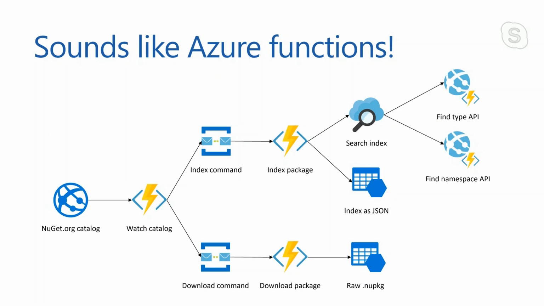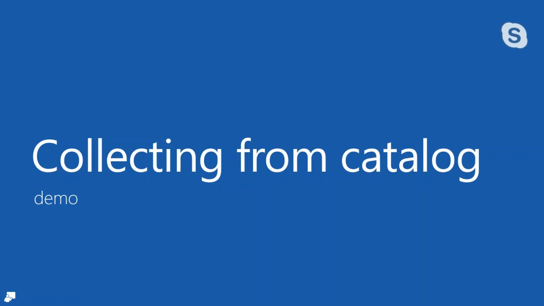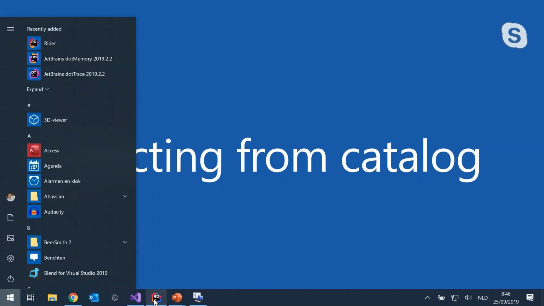Now, the more interesting one is going to be the index command. The index command queue will have a function listening to whatever messages pop up in there and then index the package, store everything in a search index, and then make that available to the API that we will use in the end, of course.